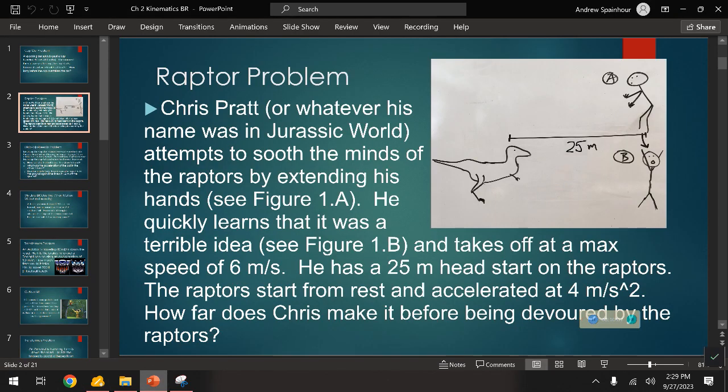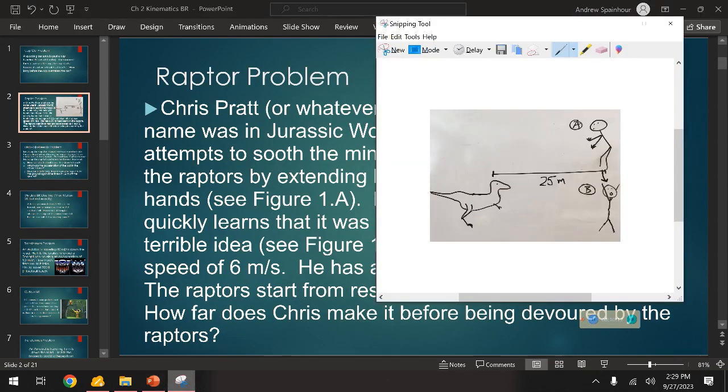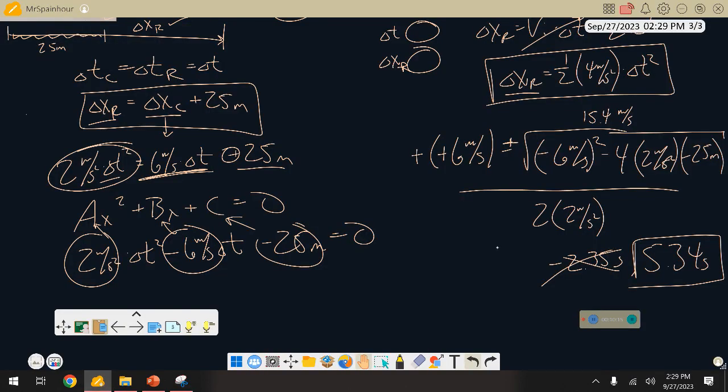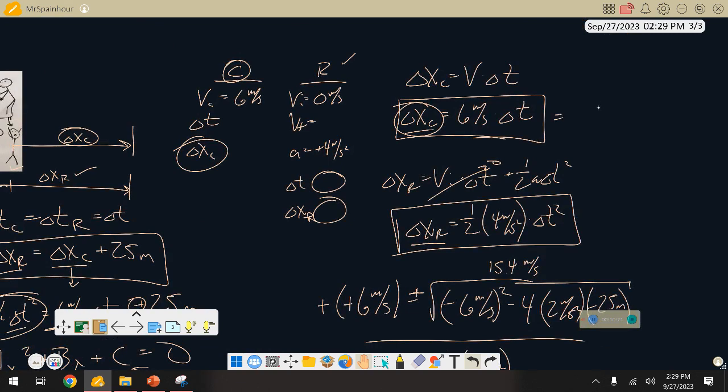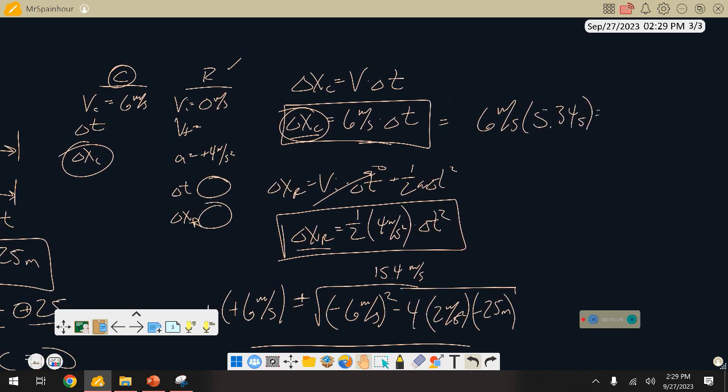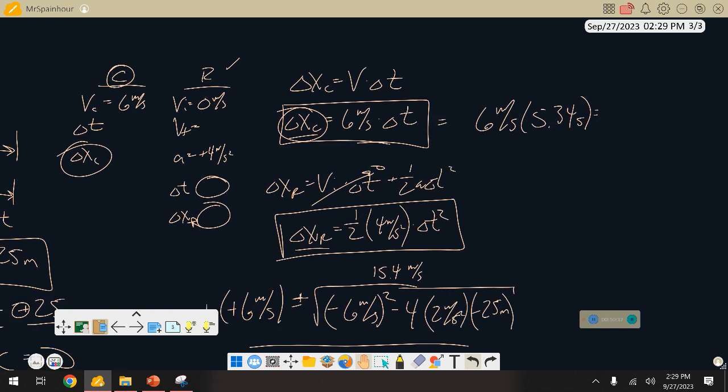Except that is not what was asked. But it's pretty easy. It says, how far did Chris make it in that time? So all we're going to do is take that time, come right back up here, and use it right here. 6 meters per second times 5.34 seconds tells us that Chris makes it 32.04 meters. And to prove to you that this works, the weirdest zero ever, 0.4 meters, relatively works. Let's see what we get out of the Raptor's equation, though.